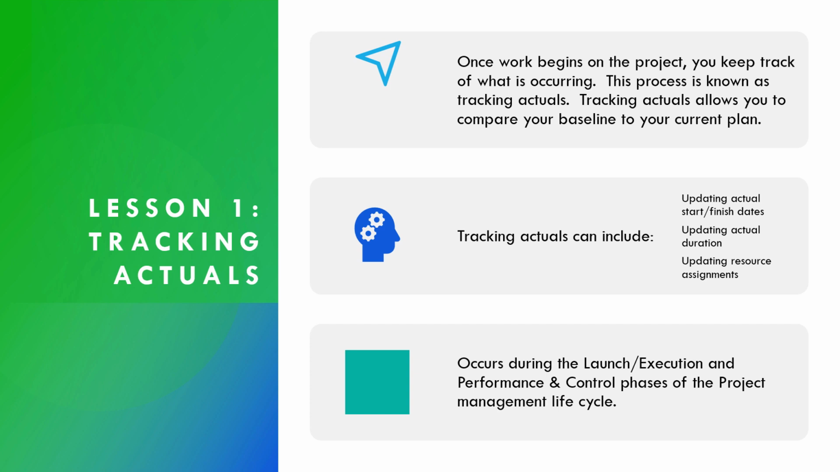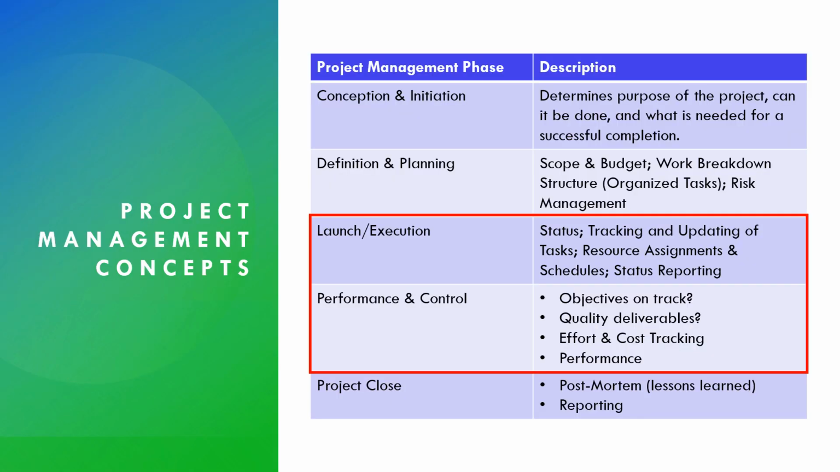Tracking actuals occurs during the launch and execution phase of project management, as well as the performance and control phase of the project management lifecycle. You can see these two phases highlighted on the screen. So during the launch and execution phase, you are tracking and updating your tasks and your resource assignments and schedules. Performance and control phase, by tracking and updating everything, you'll see whether your objectives are on track. And you're also doing effort and cost tracking during that phase.